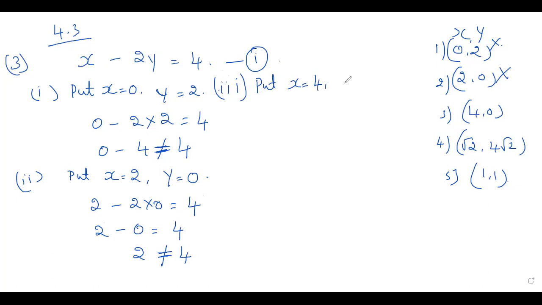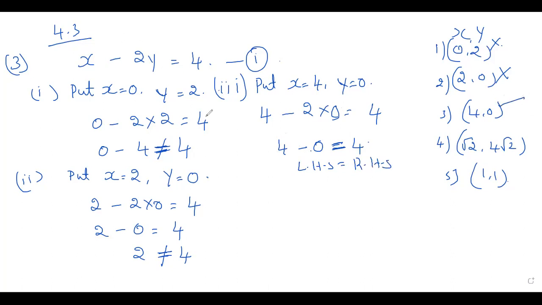Put x is equal to 4, y is equal to 0. Now substitute the value of x and y in the equation. X is 4 minus 2 into y is 0. 4 minus 2 into 0 is equal to 4. Now write 4 minus 2 into 0. Any number multiplied by 0 is 0 itself. So 4 minus 0 is 4 itself. 4. Yes, we are getting LHS is equal to RHS. So the third one is solution for the given equation.